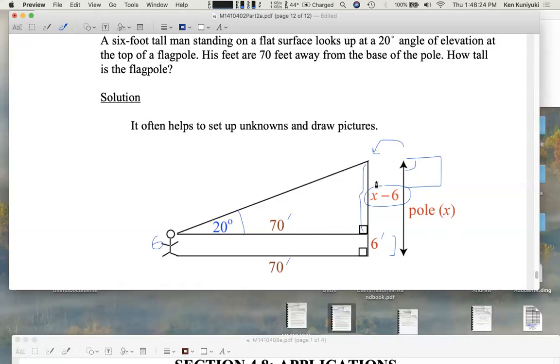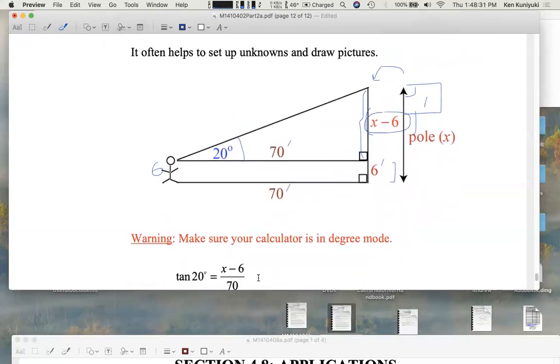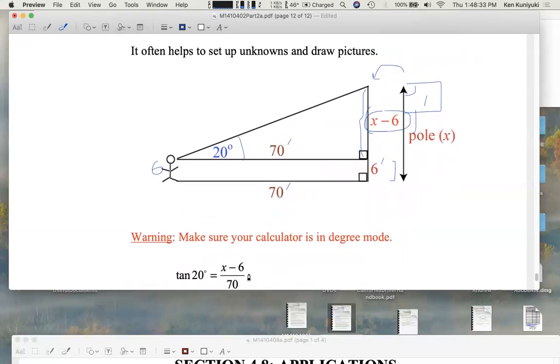x minus 6 in feet over 70 feet, which means that the feet units will cancel out. The top is in feet. The bottom is in feet. Tangent of 20 degrees has no unit. It's a strict ratio. Tangent of 20 degrees is x minus 6 all over 70.